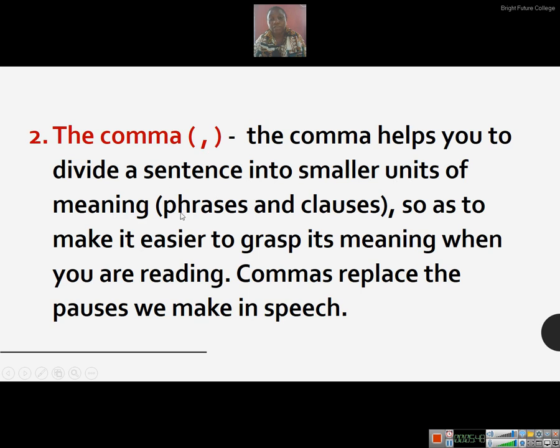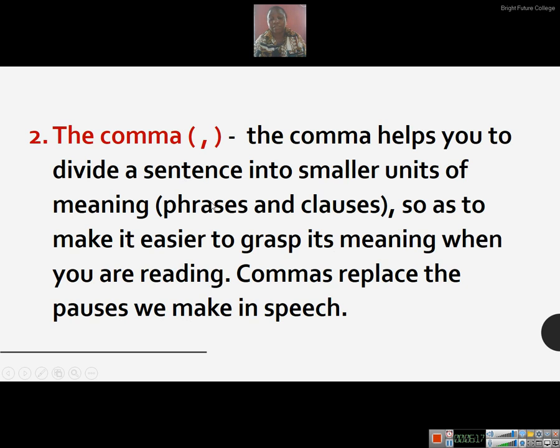So you can divide a sentence into phrases and clauses so as to make it easier to grasp its meaning when you are reading. Commas replace the pause we make in speech. When you're talking and you make a pause, when you want to write what you have said, at the place where there was a pause, we introduce a comma to make the reader know that there was a pause there. So the comma helps you to divide a sentence.